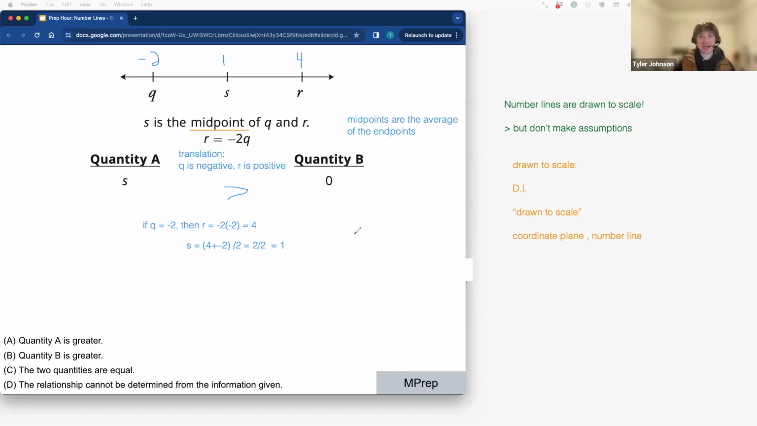But when I'm number testing, I never prove an answer after just one test. I got to select some other numbers and see what happens. So I tried a negative integer, -2. Let's see what happens when I use a negative fraction. If Q were -1/2, R is -1/2 times -2, so R would be +1.